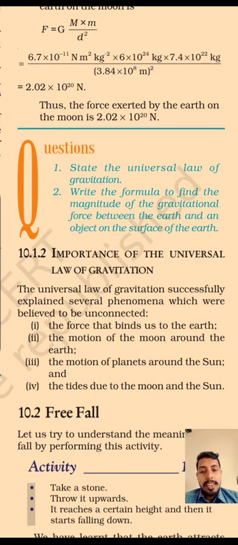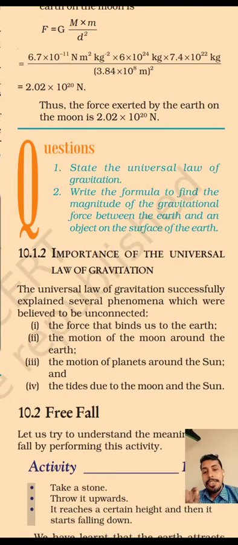Okay, the motion of the moon around the earth we can explain. It is orbiting in circular motion, and it is not going far from earth. It does not violate that orbit. It is due to gravitation. And the motion of the planets around the sun. In the solar system, all planets are orbiting the sun in a particular path, due to the gravitation.